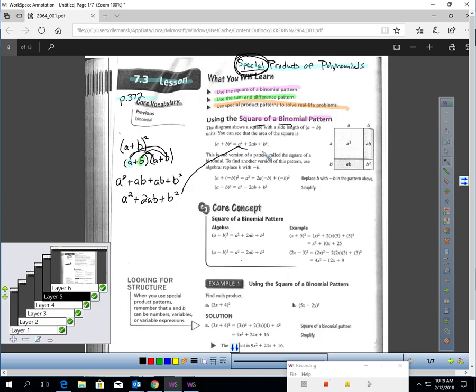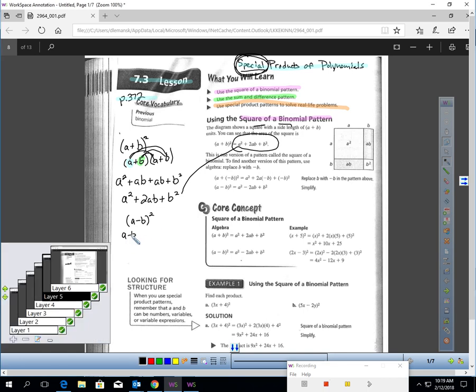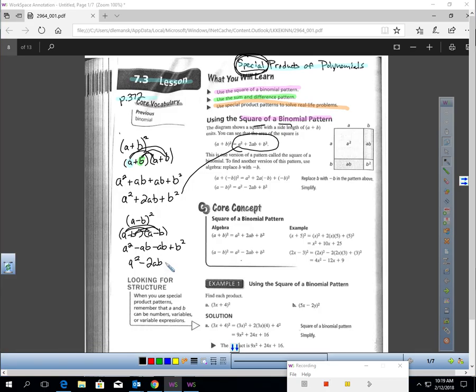Okay? If this was a subtraction, let's quickly go through that. What if I had a binomial squared that had a subtraction? Well, it's the same process if we double distribute. Double distributing is, I guess you could say, the long way. A times a is a squared, a times negative b is negative ab, and then negative b times a is negative ab, and negative b times negative b is positive b squared. Simplify: a squared minus 2ab plus b squared.